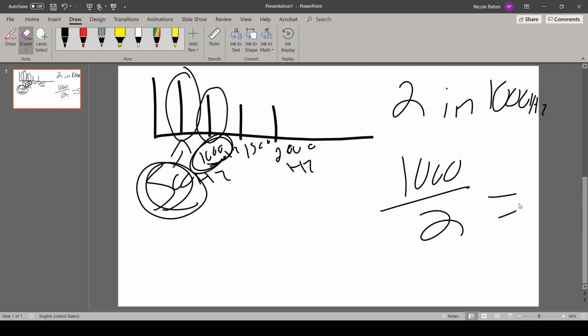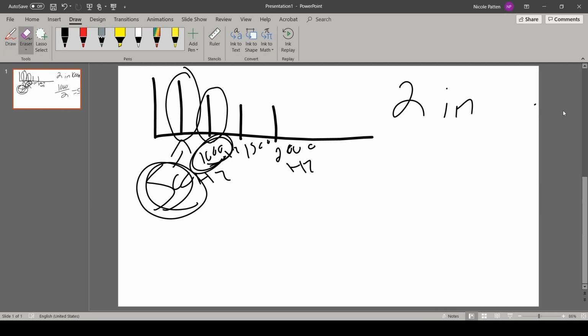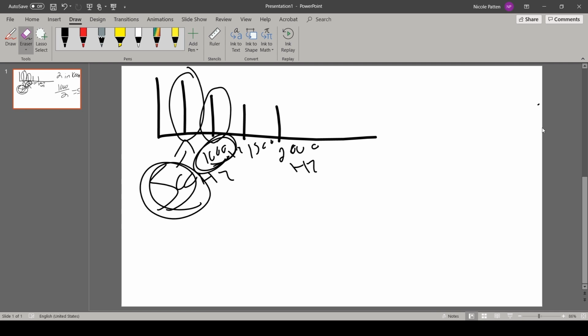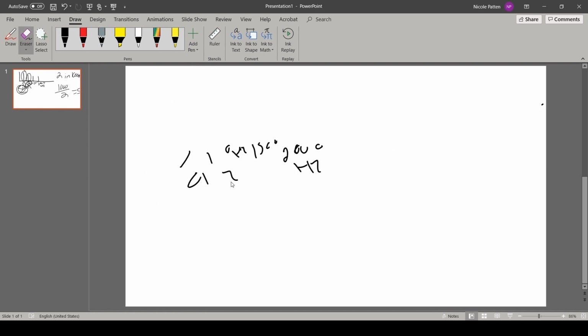Okay, there's one more thing we want to do, and that's how do you find the period when you know frequency? It's pretty simple.